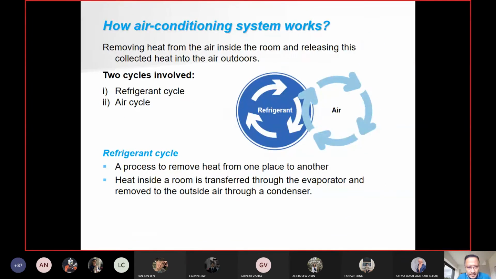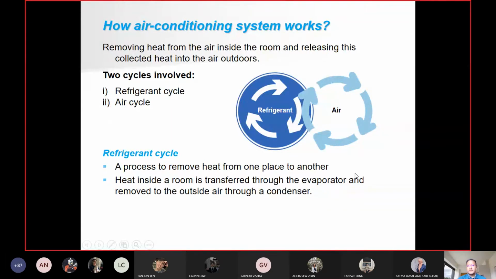How does an air conditioning system work? Basically, an aircon system involves 2 cycles. How it works is by removing heat from the air inside the room and releasing this collected heat to the outdoors. So that's how it works.